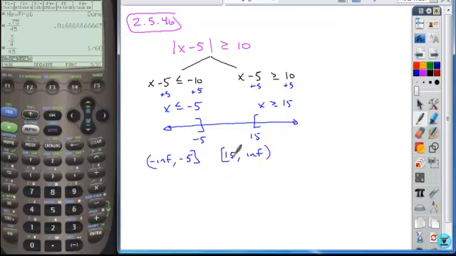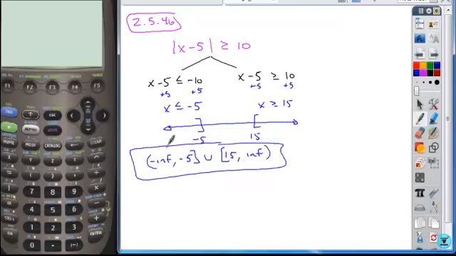Always a parenthesis at infinity, a bracket here because it's included, and then a U in between to represent that union of sets.